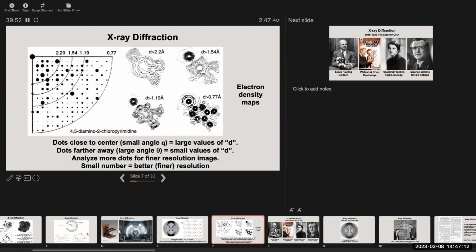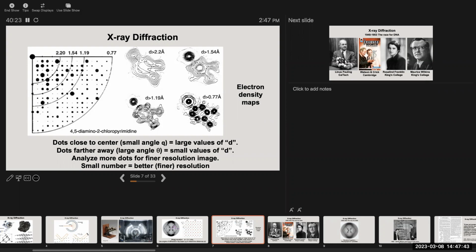Smaller d values mean a finer resolution, more accurate image. If you find two different models of the same molecule, and one of them has a resolution of, say, 4 angstroms, and the other one has a resolution of 1.8 angstroms, go with the 1.8. Because that just means it's a finer resolution model.